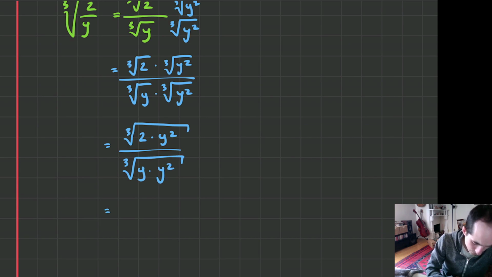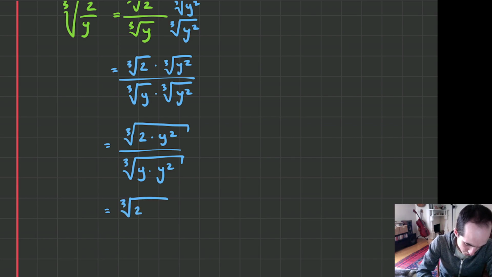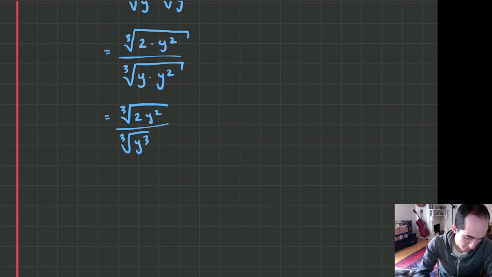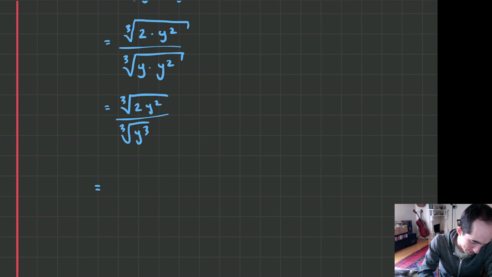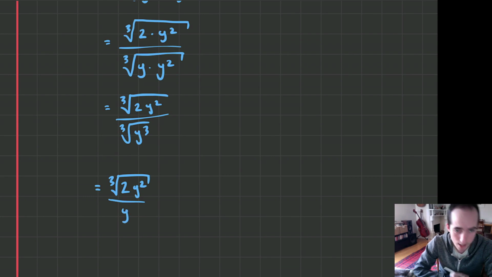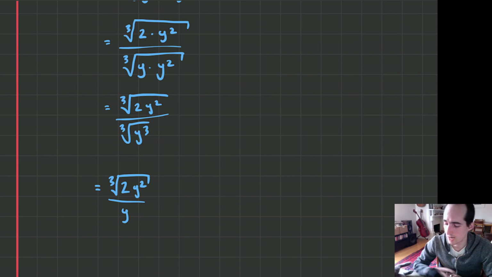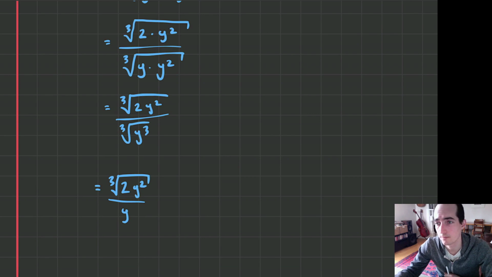Okay. Now you can probably see what's happening here. I've got the cube root of 2y squared in the numerator, and the denominator is the cube root of y cubed. Isn't that nice? The cube root of y cubed is just y. So the final answer is the cube root of 2y squared all over y. Which is nice because now our denominator does not have a radical in it. It just has a variable. Okay?